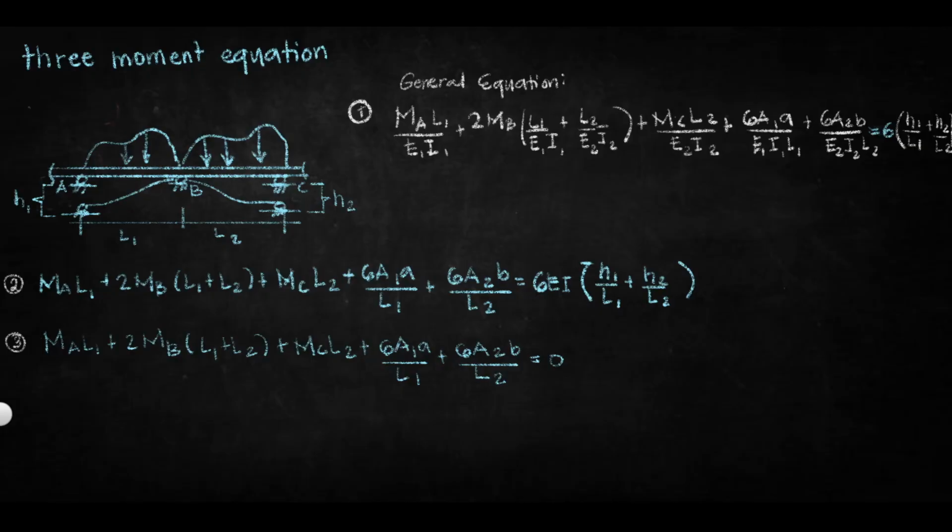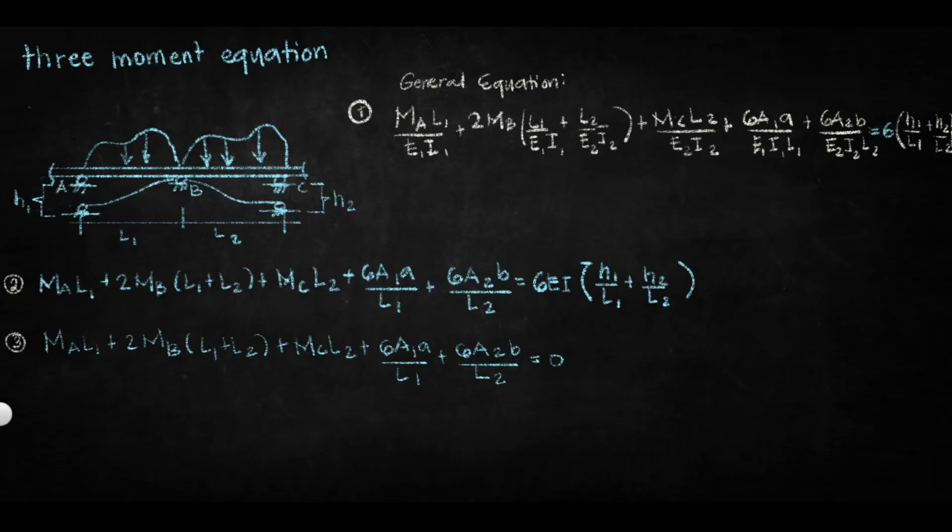Our topic for today is the three-moment equation. The three-moment equation is under the exact method. In indeterminate structures, we have two methods: the approximate method and the exact method. From the word approximate, it will give you an approximate answer, and the exact method will give you the exact answer.